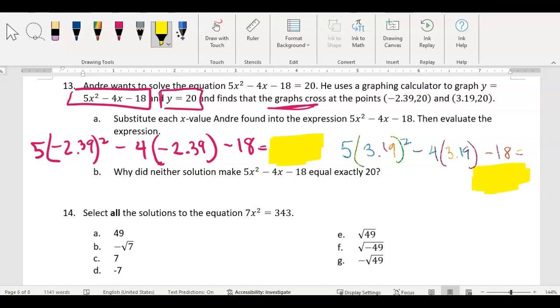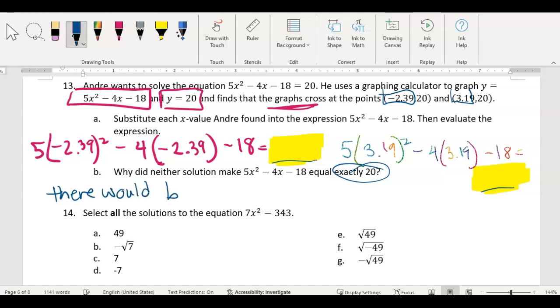Now it says, why did neither solution make 5x² - 4x - 18 equal exactly 20? Now, you're going to tell me these answers, but know that they're not going to be exactly 20. And why do you think that is? Well, notice that we have decimals here. These decimals are estimations, or approximations. They're as close to the real number as we could get, but there would be more place values to that decimal.